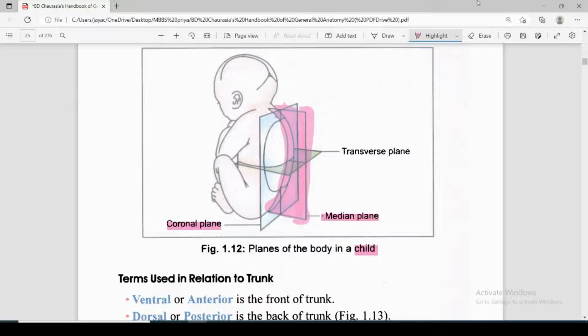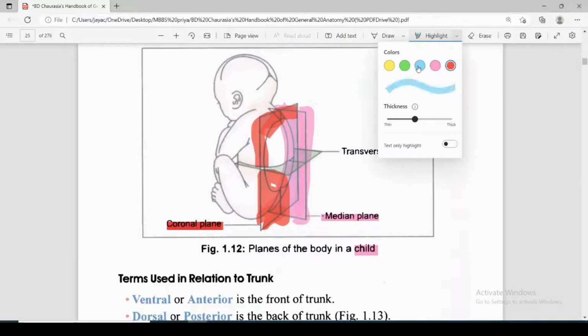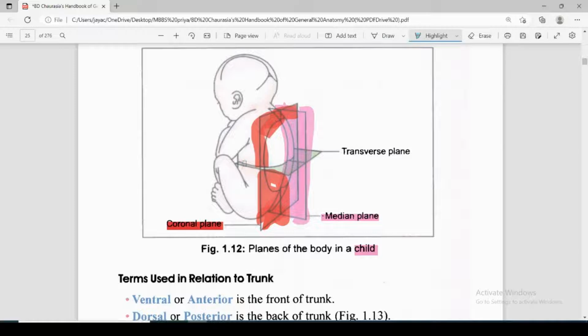This is the median plane, and this is the coronal plane. Coronal plane means this one. This is the coronal plane. And transverse plane is this one. This one is the transverse plane.